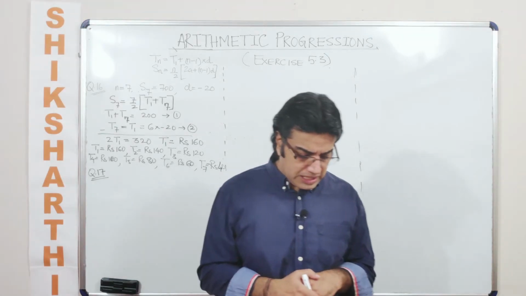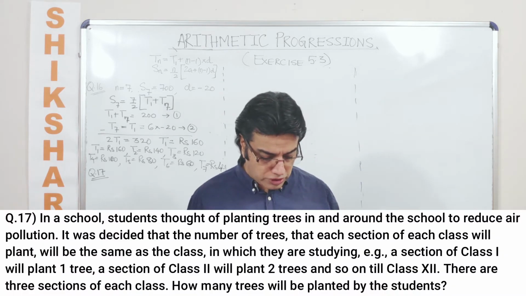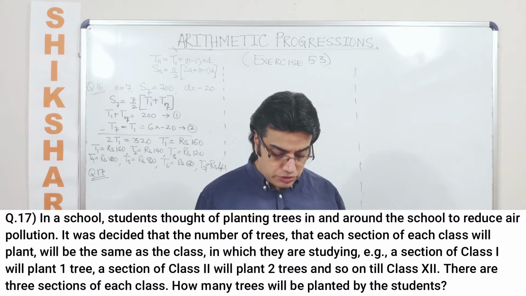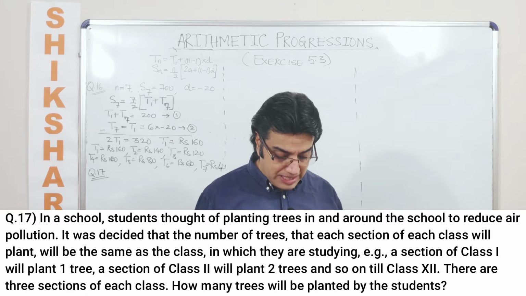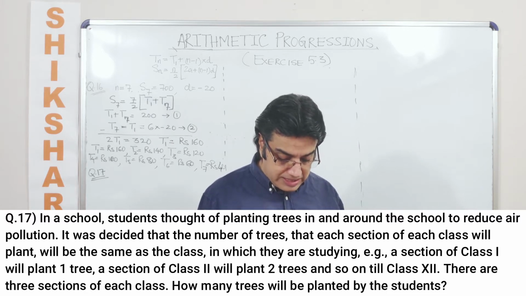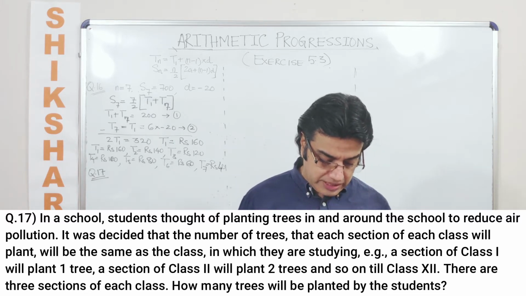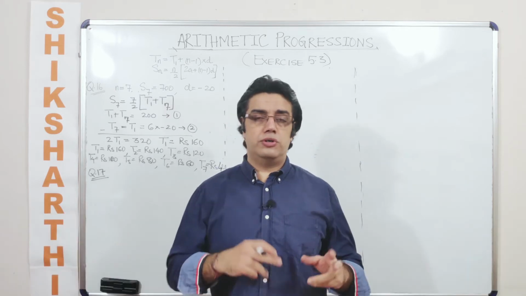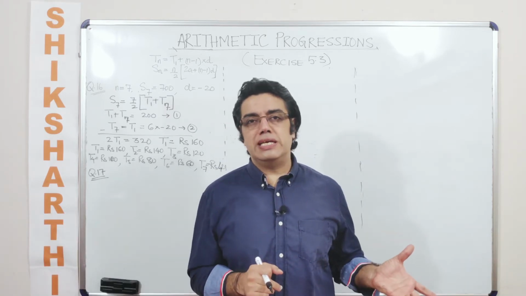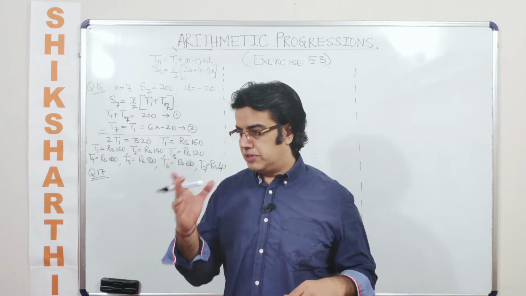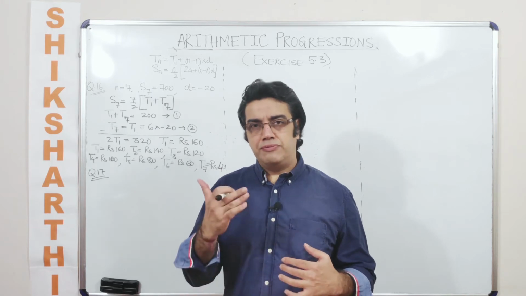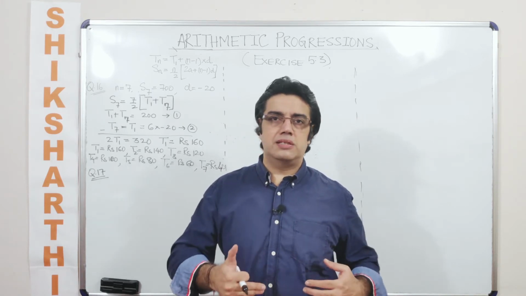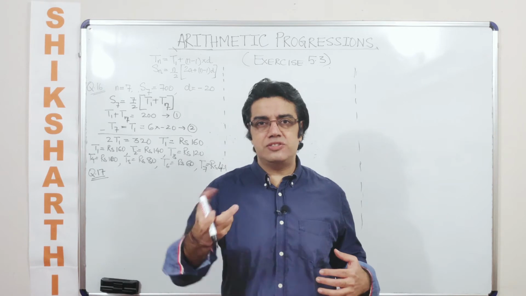Okay. Question number 17 says, in a school, students thought of planting trees in and around the school to reduce air pollution. It was decided that the number of trees that each section of the class will plant will be the same as the class in which they are standing. For example, class 1 will plant 1 tree, class 2 will plant 2 trees. So let us say the ordinal becomes the cardinal. I mean, first, second, third, they are the ordinals. And the cardinal for the first is 1. The cardinal for the terminology second is 2.